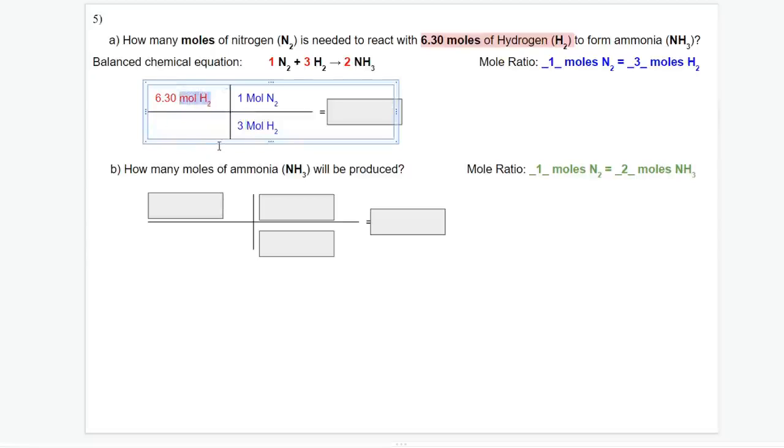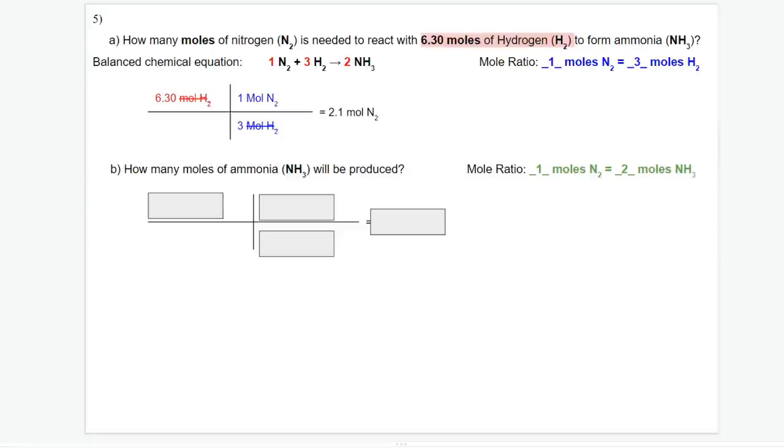My hydrogen cancels out moles of hydrogen. So I'm left with 6.30 times 1 divided by 3 for a final answer of 2.1 moles of N2.